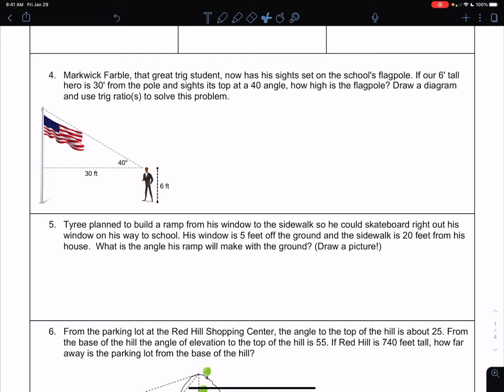And so in problem number 4, it says Marwick Farble, great name, the great trig student, now has his sights set on a school's flagpole. If our 6-foot-tall hero is 30 feet from the pole and sights its top up at a 40-degree angle, how high is the flagpole? Draw a diagram and use trig ratios to solve the problem.